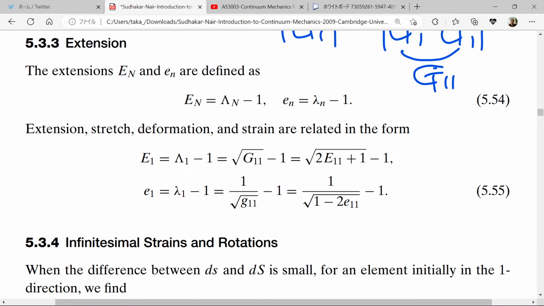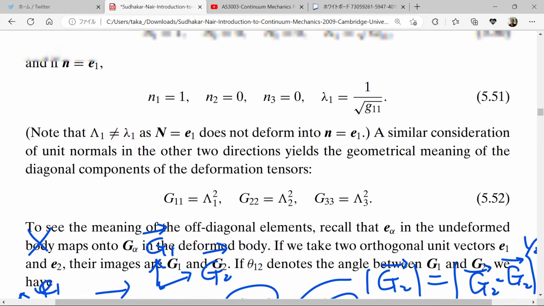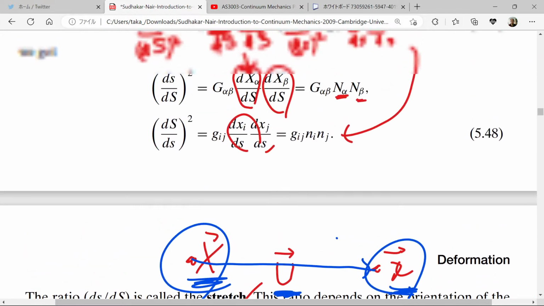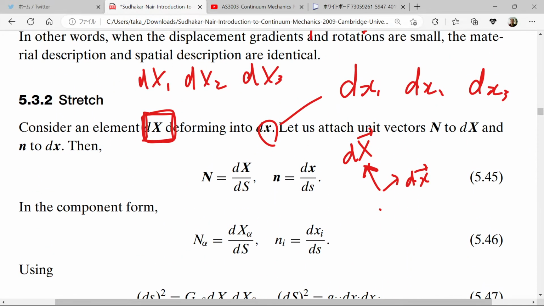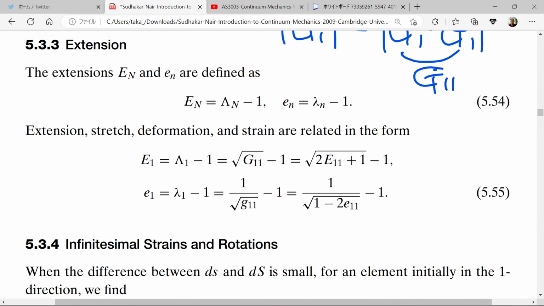I don't understand much the difference between stretch and extension. It's a little bit strange. So extension, stretch. Okay, okay. Stretch. Stretch is more like a ratio.